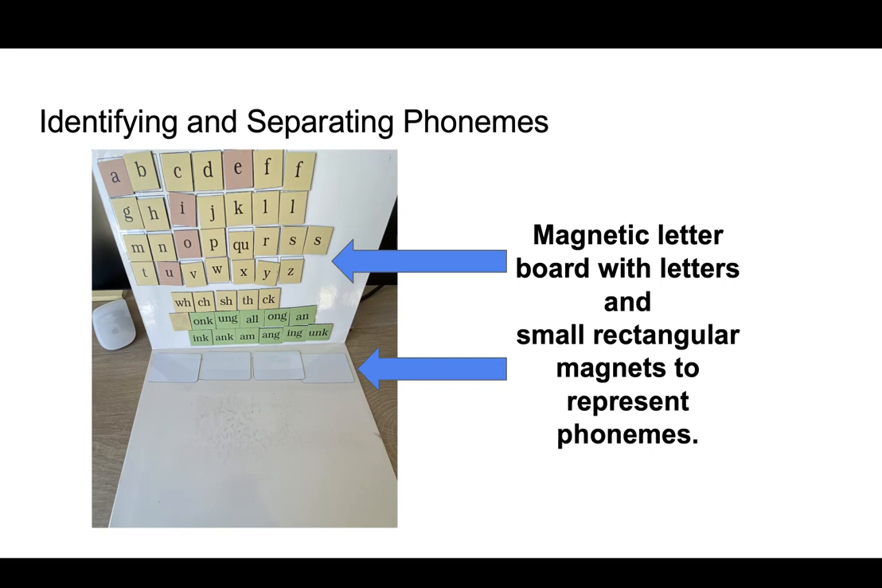The first strategy is identifying and separating phonemes in an engaging way. For this strategy, you will need a set of letters and a set of small rectangular magnets, which represent phonemes. While the example is done with a magnetic letter board, which was made by the company Foundations, the strategy could be modified to use printed letters or a virtual set of letters on a slide or a Jamboard.